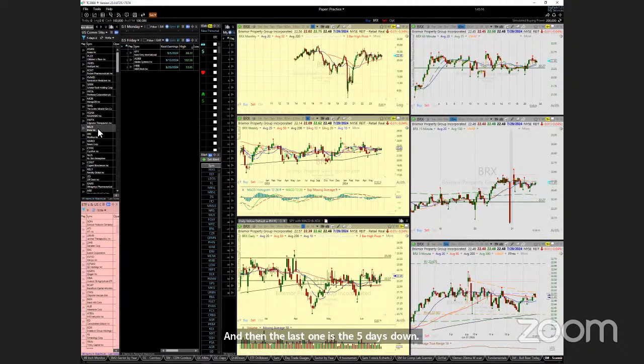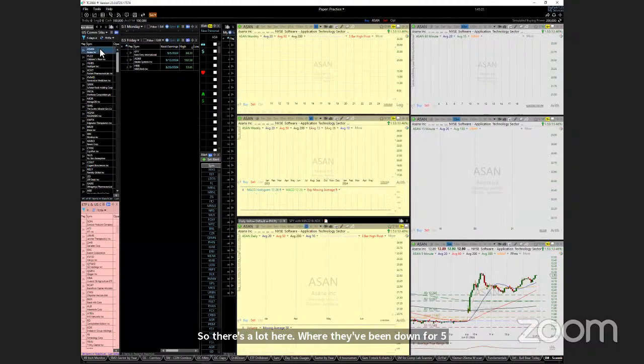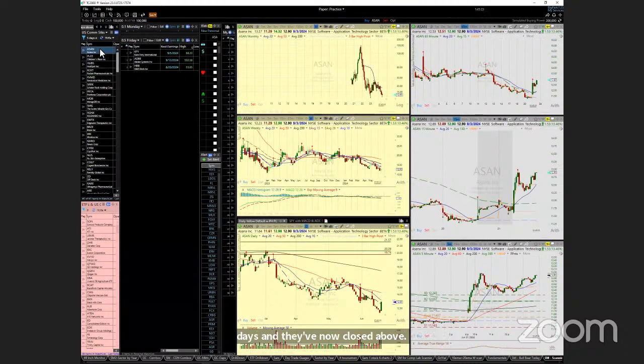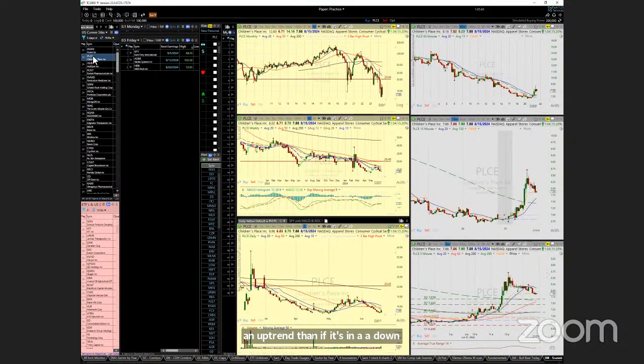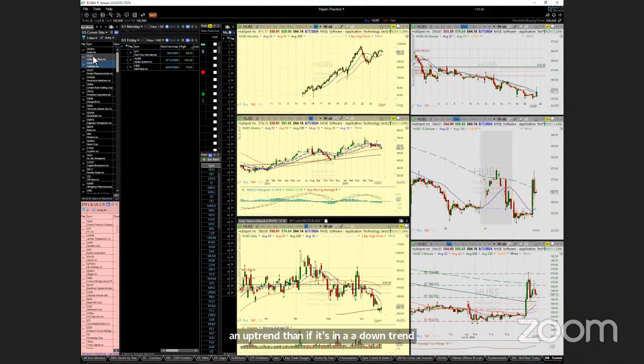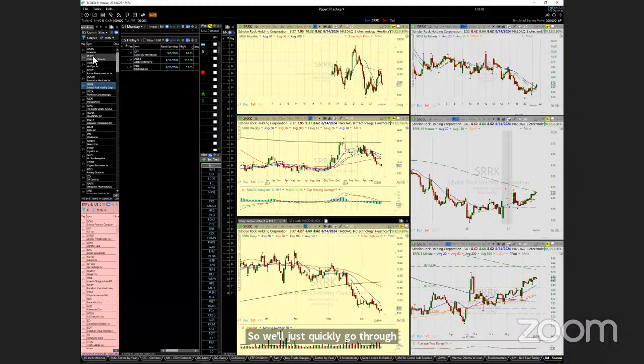So there's a lot here where they've been down for 5 days and they've now closed above. But on this, generally what I'm doing on this is I'm more interested if it's in a sideways or an uptrend than if it's in a downtrend. So we'll just quickly go through. Something might pop up here.